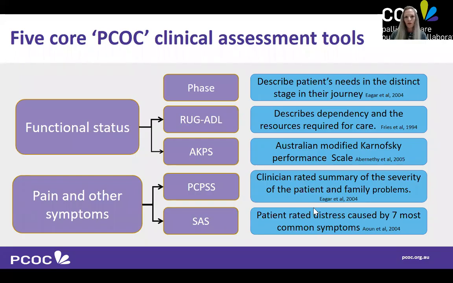There are 5 core clinical assessment tools that are used in PCOC. The palliative care phase. There are 4 phases that describe the patient's needs in the distinct stage of their journey. Functional status is measured by the Resource Utilisation Group's Activities of Daily Living, or the Australia-modified Karnofsky Performance Status Scale. Pain and other symptoms are measured by the Palliative Care Problem Severity Score and the Symptom Assessment Scale.